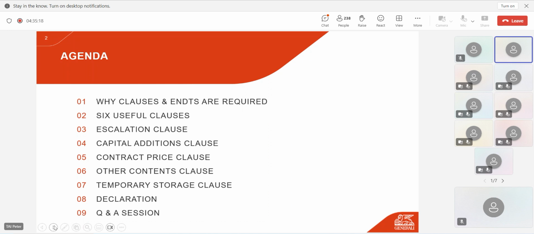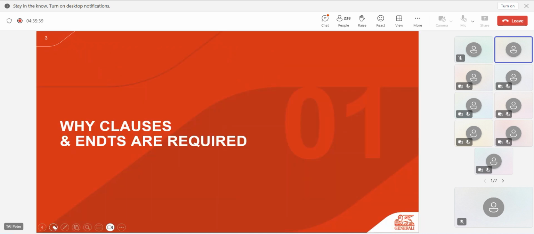Six useless clauses. What are the six? They are the escalation clause, capital addition clause, contract price clause, other contract clause, temporary storage clause, and also the declaration clause. Some of you have attended my class. I remember I went over to the branches and did this physical training, but maybe you can take this as a refresher course. Five clauses and endorsements.